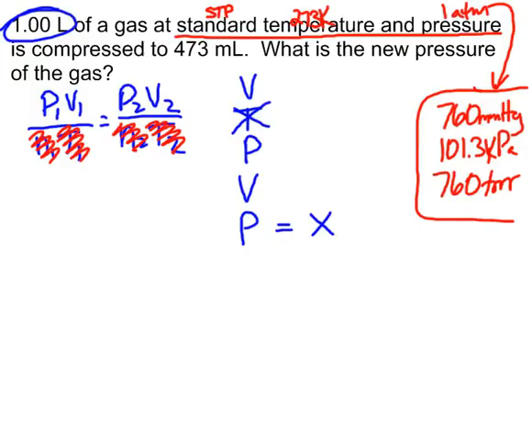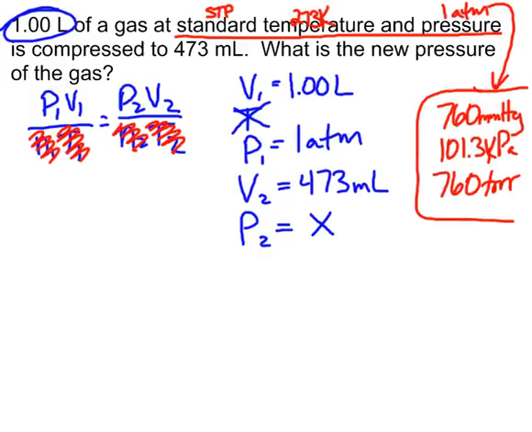So now I have volumes and pressures, and I need to assign my V1, P1, V2, and P2. I know my P2 is my x. My first volume was 1.00 liters. My first pressure was 1 atmosphere, because that's standard pressure. And then my second volume is 473 milliliters, but if you can, always convert your volumes to liters, which means it would be 0.473. And yes, I want you to show that via dimensional analysis.